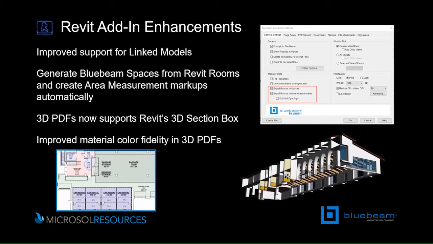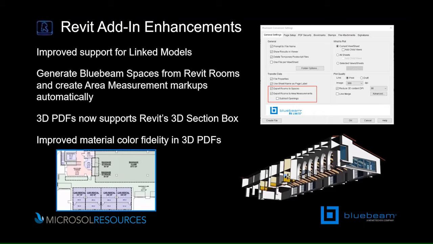A couple things that are new in 2016. If you're familiar with how Bluebeam's Revit add-in works, the new features in 2016 are that it has additional support for linked models. It also has support for Revit's 3D section box now, so we can export out 3D PDFs of sections just like we would see inside of Revit.